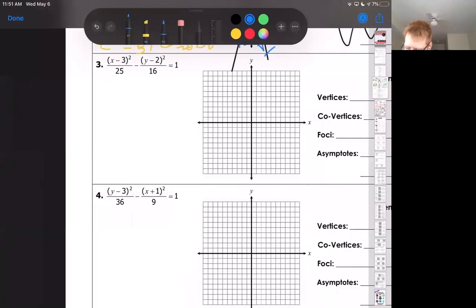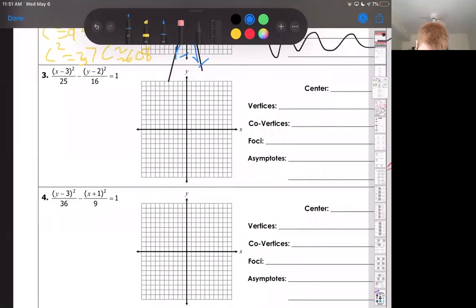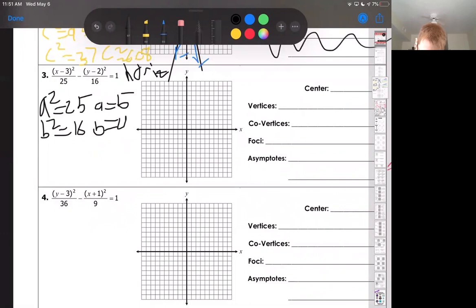Okay, let's look at one where we don't have a center at 0, 0. Well, the first thing you should notice is that the x part comes first. So this is going to be another horizontal, more like the first one we saw. That means our a squared is our first denominator. B squared is going to be the second denominator. So a is 5, b is 4.